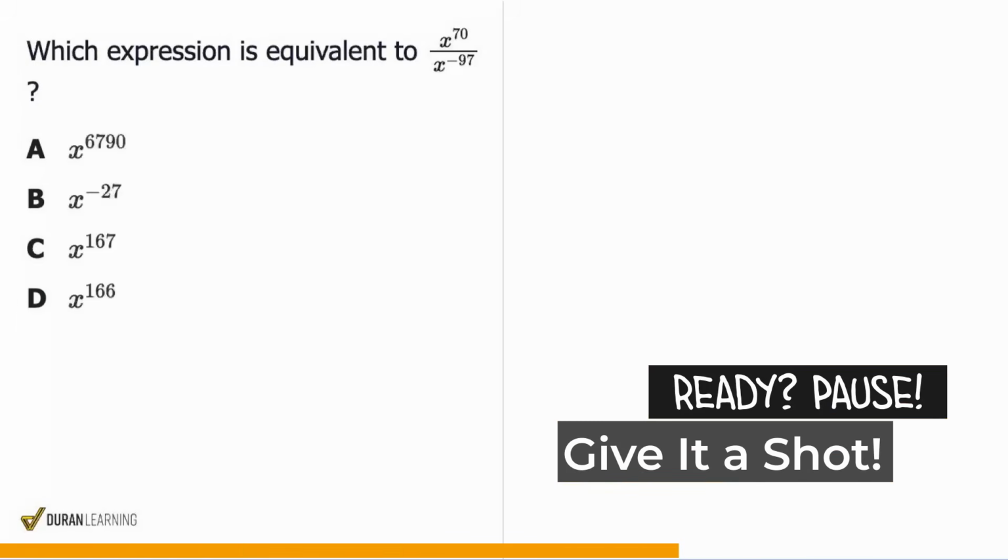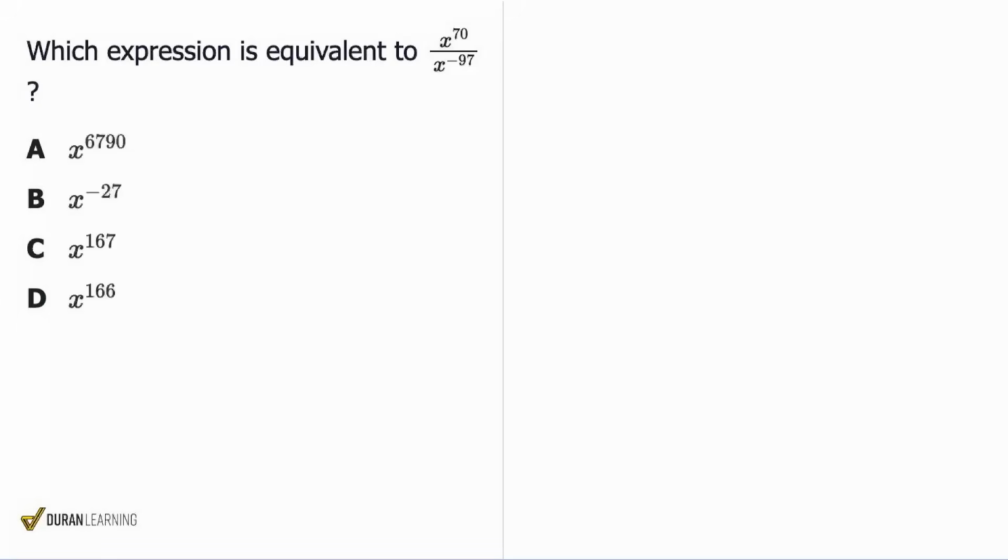Which expression is equivalent to x to the power of 70 divided by x to the power of negative 97? All right. So when we're handling this question, we have to understand something here. We have to follow our rules and we have to follow it to the letter of the law.